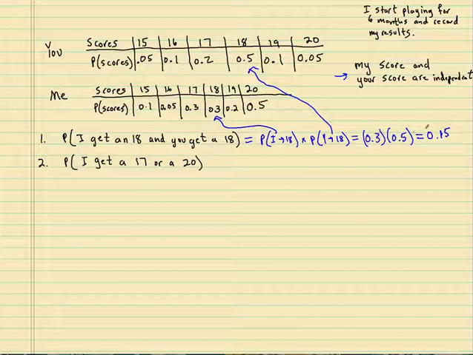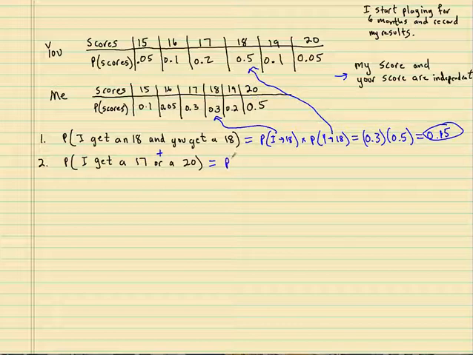So 30% of 50% is 15%. Okay, what's the probability I get a 17 or a 20? Or is add. These are disjoint events. I can't get a 17 and a 20 in the same trial.